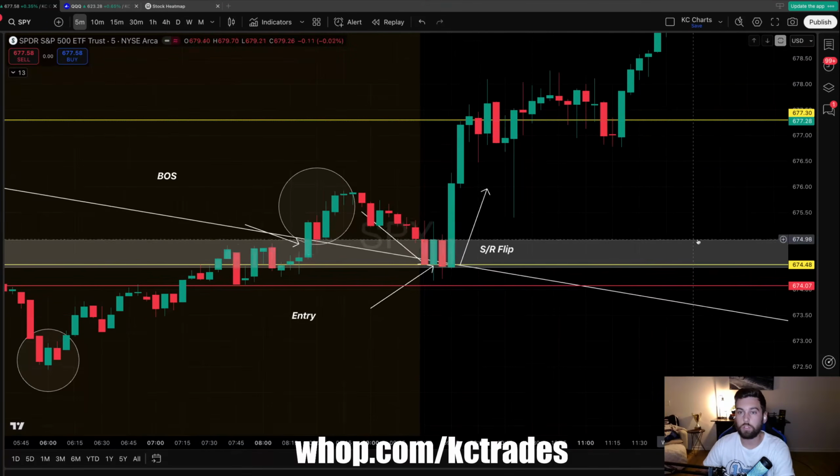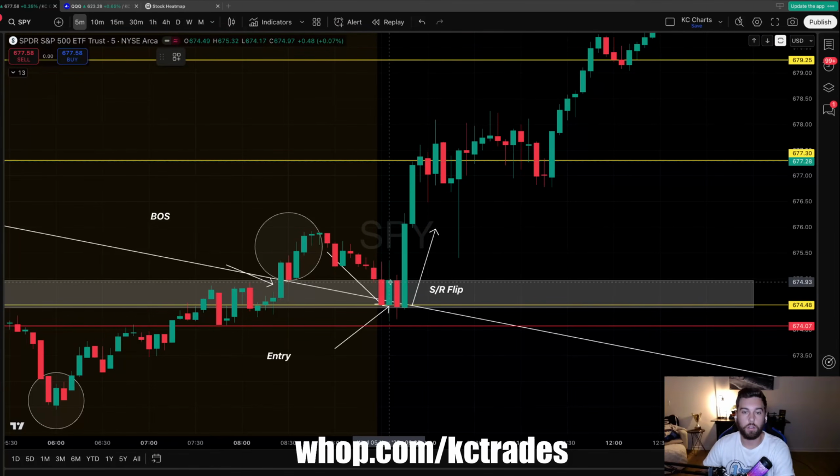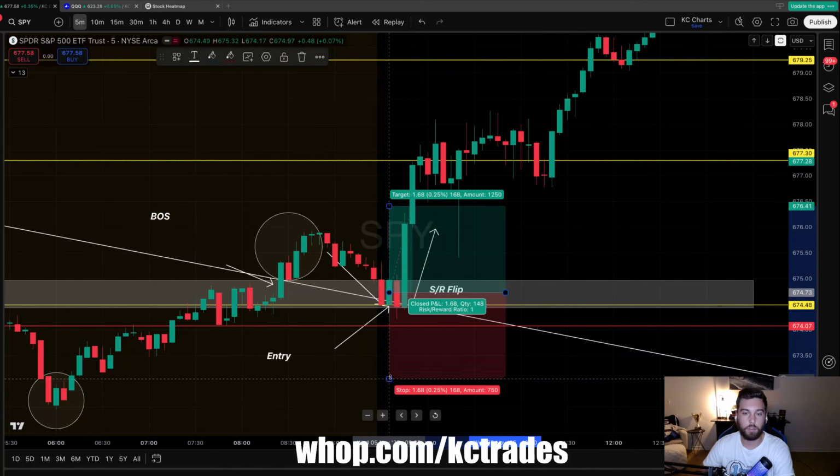Very, very good risk reward. Hitting first target upside, going long here, right? Say entering into that candle.